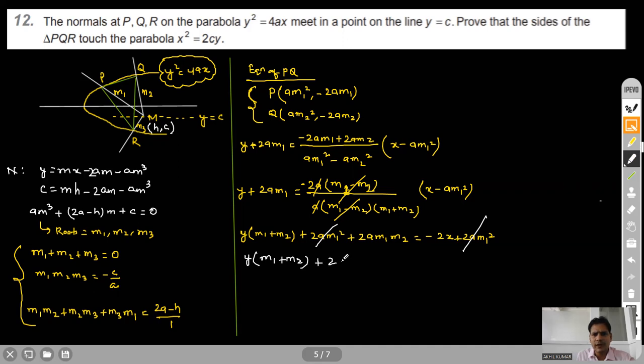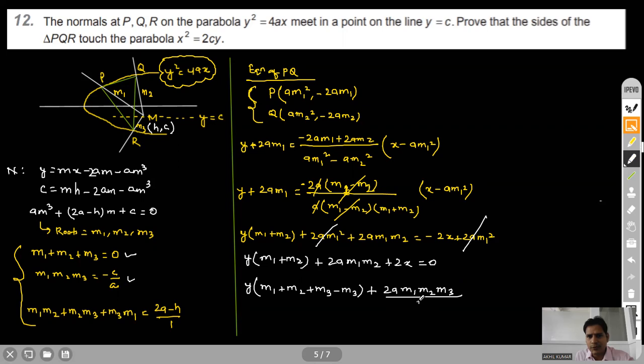This thing plus 2am1m2 plus 2x is equal to 0. Now, I will do one manipulation here. We know the value of m1 + m2 + m3, and we know the value of the product m1 m2 m3 also. So we will utilize these two pieces of information. What I will do is, in y(m1 + m2), I will add one m3 and subtract one m3. And here I will multiply and divide by m3.